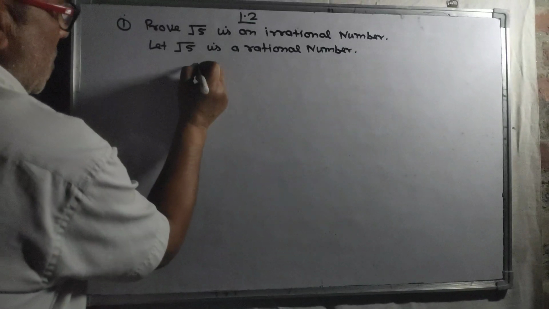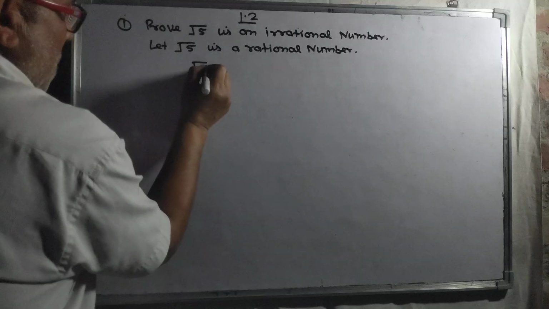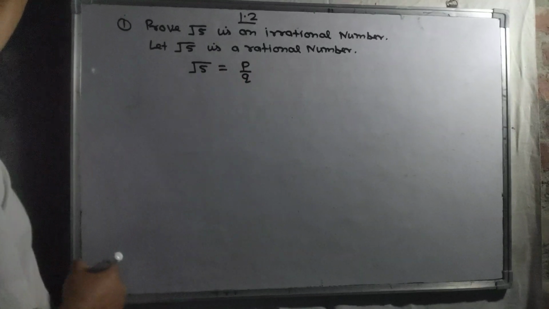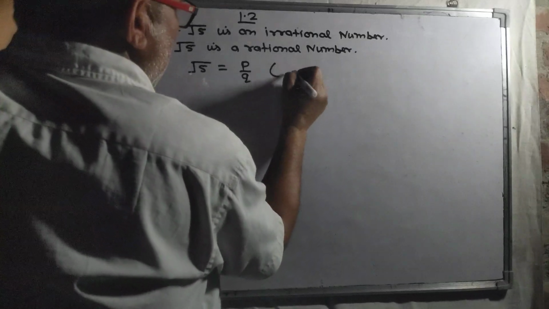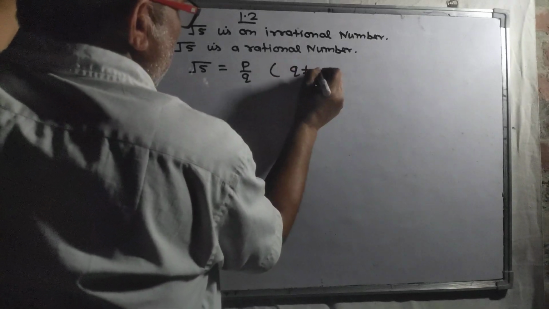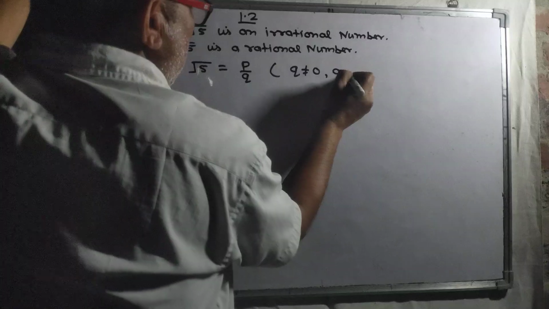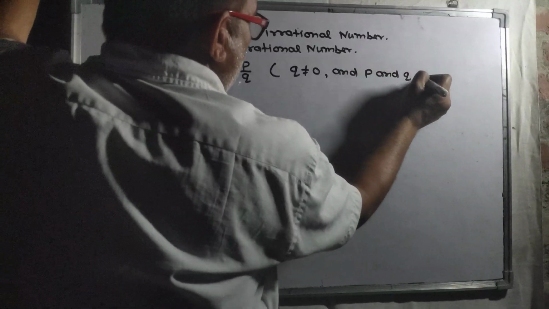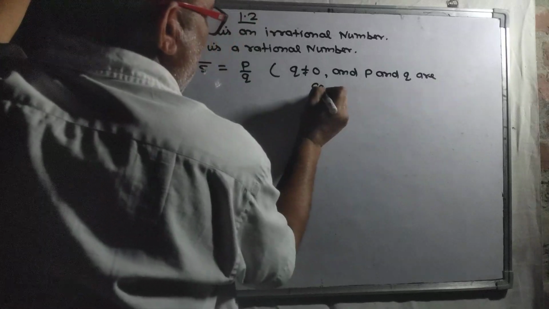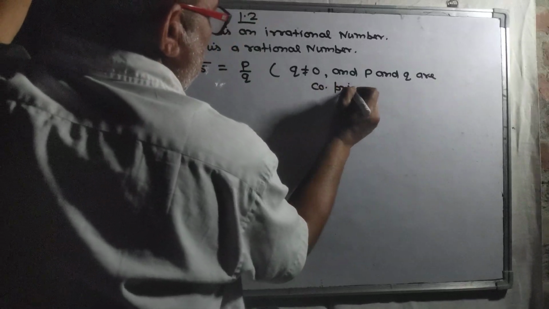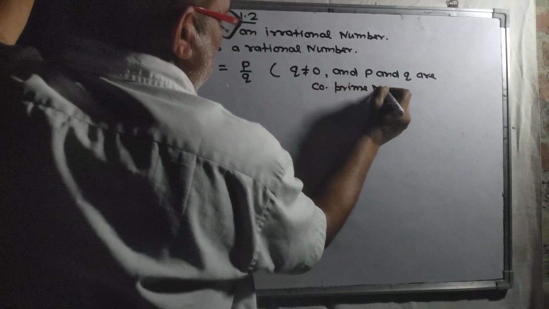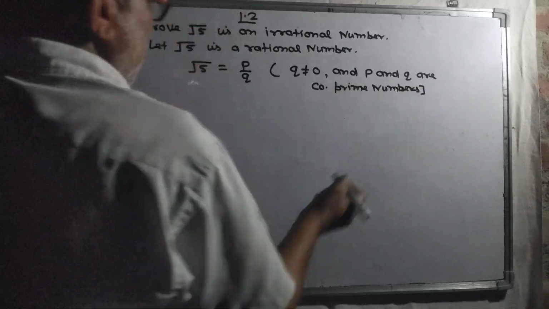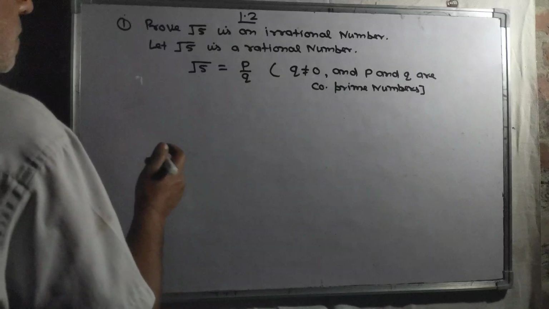And we all know that rational numbers are in the form of p/q, where q is not equal to 0, and p and q are co-prime numbers.